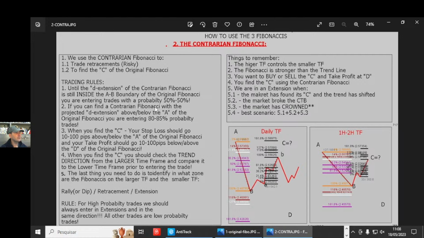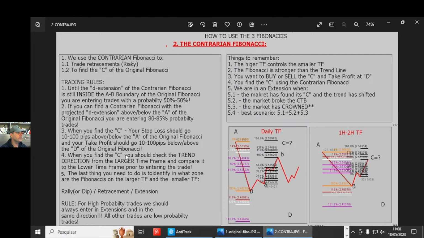If you can find a Contrarian Fibonacci with the projected extension above or below the capital A of the original Fibonacci, you are entering 80 to 85 probability trades. Wow, right? Going to explain this to you in about a second. When you find the capital C, your stop loss should go 10 to 100 pips below or above the capital A of the original Fibonacci, and your take profit should go 10 to 100 pips below or above the D, capital D of the original Fibonacci.